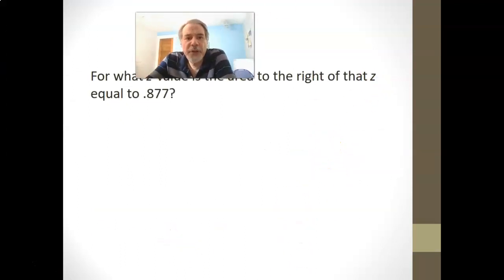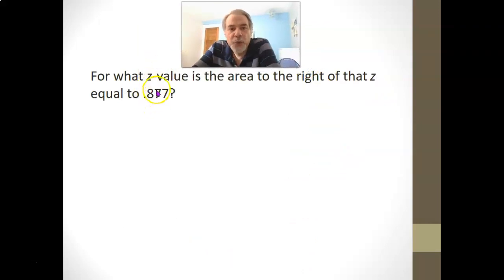Okay, let's try one more of these. For what z value is the area to the right of that z equal to 0.877? So first we subtract 1 minus 0.877 equals 0.123. So that would be the area to the left, and that's what we're going to be looking for on the table.